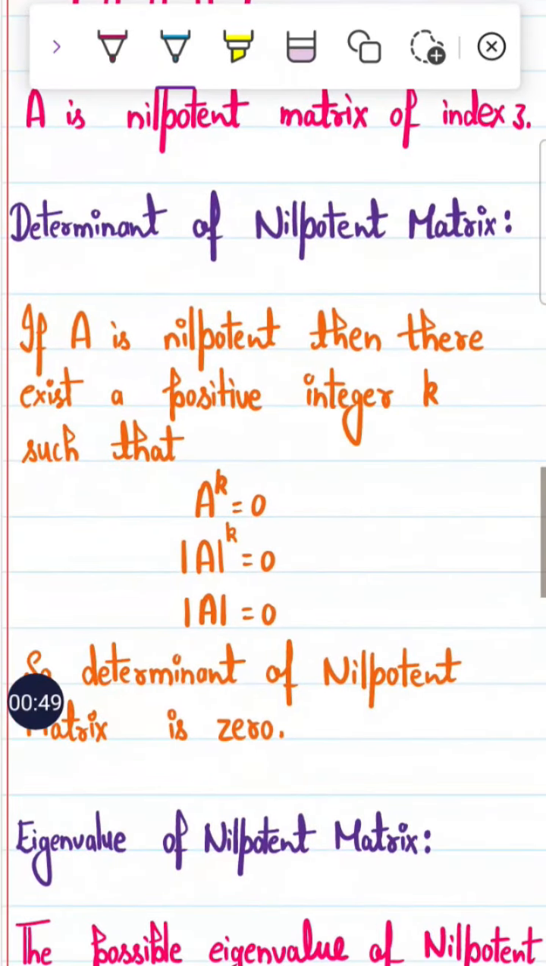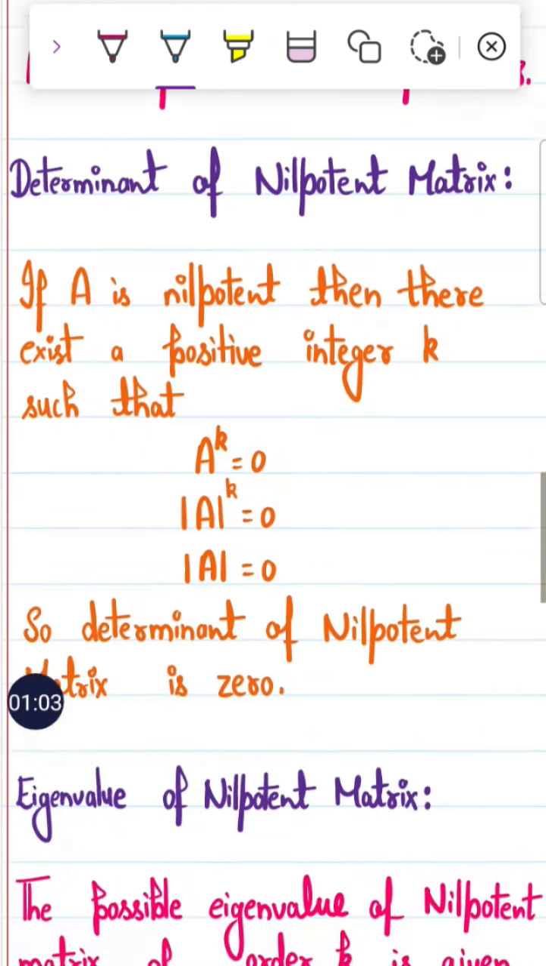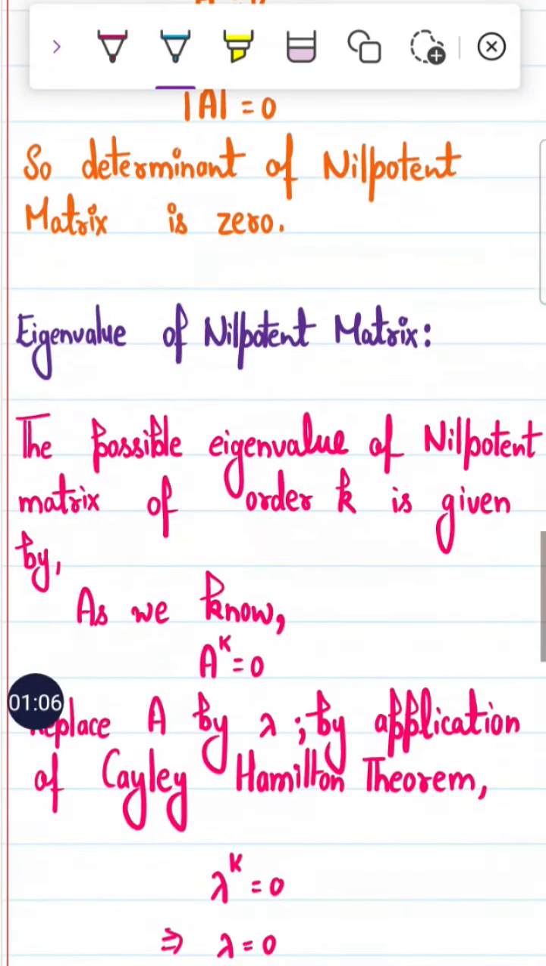Now what is the determinant of the nilpotent matrix? We know that A is nilpotent, so A to the power k is equal to 0. Taking the determinant of A to the power k equals 0, this implies that the determinant of A is equal to 0. So the nilpotent matrix determinant is 0.